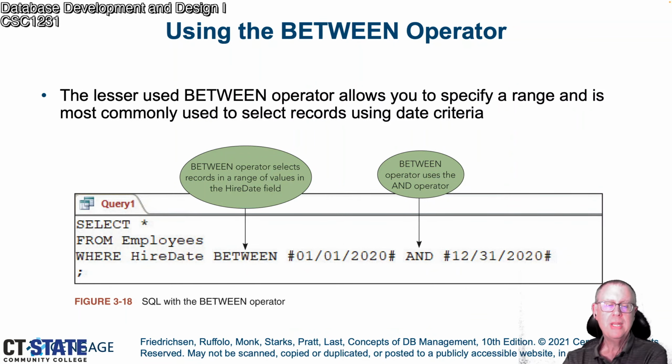There's also a between operator. This is particularly useful for dates, where we want to get all hire dates in the year 2020. So here we say where hire date between 1st of the 1st 2020 and 31st of the 12th 2020.